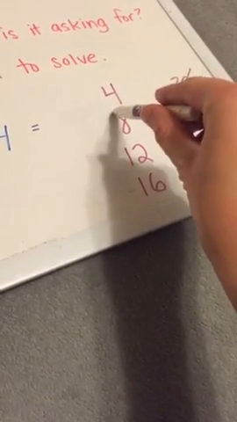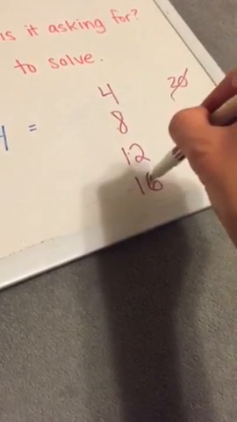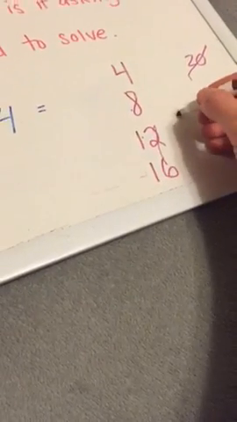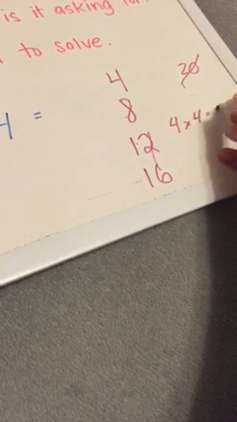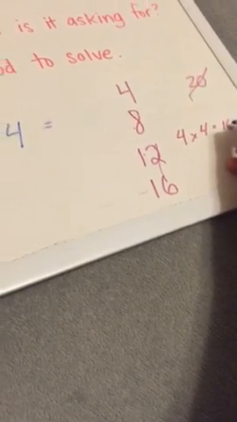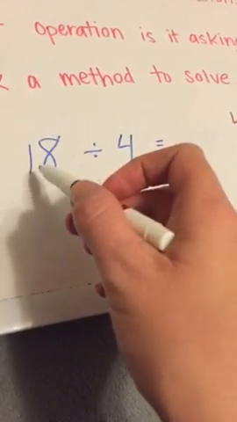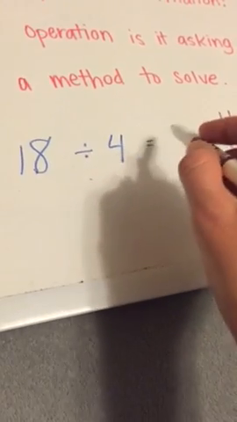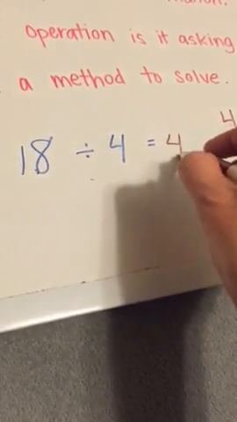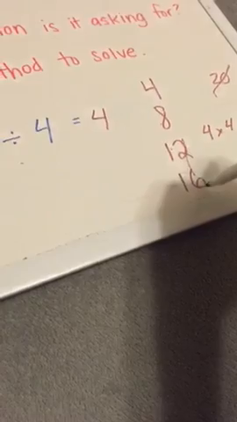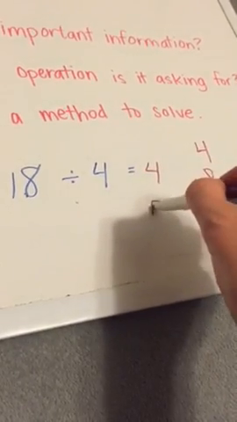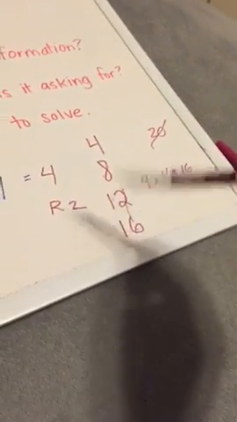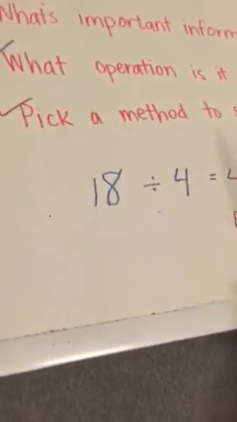How many groups of 4 did I count? I skip counted 4 times. So that tells me the fact family we're working with is 4 times 4 is 16. Okay? But of course, 18 is our number. So I know that the answer would be 4 because I skip counted 4 times and got to 16, but to get to 18, I need 2 more. Okay? So skip counting is a method as well.